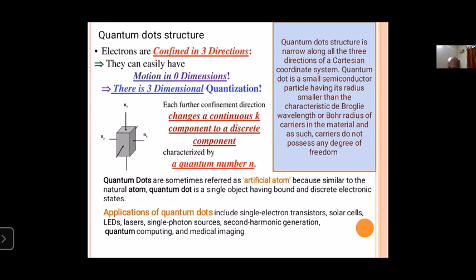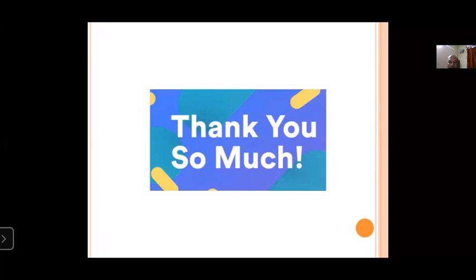Now I'm giving some applications of the quantum dot. It is used in single electron transistors, solar cells, LEDs, lasers, single photon sources, second harmonic generation, quantum computing, and medical imaging. Now I'll stop here, and if anybody has any question or query, yes sir.